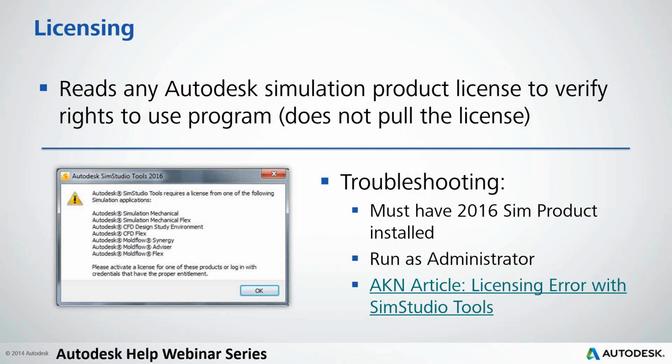Now, if you do run into some issues like the error shown there where it's saying it's not able to find the license, we in support do see that occasionally with some customers, so we listed a few troubleshooting tips there. As mentioned, you need to have the 2016 simulation product installed. Sometimes you have to launch that product first before launching SimStudio Tools, and sometimes you also have to run it as an administrator. Listed there is an article on the Knowledge Network website with a few additional suggestions if you're continuing to run into trouble with launching that product.